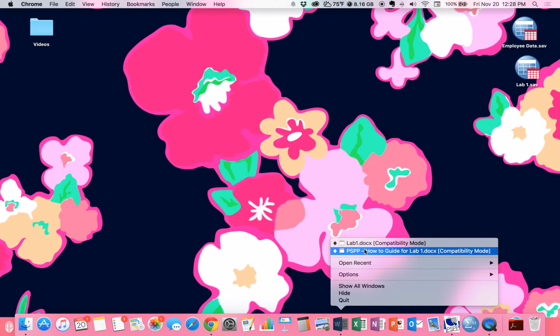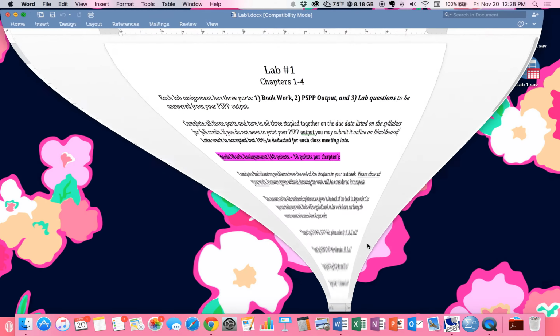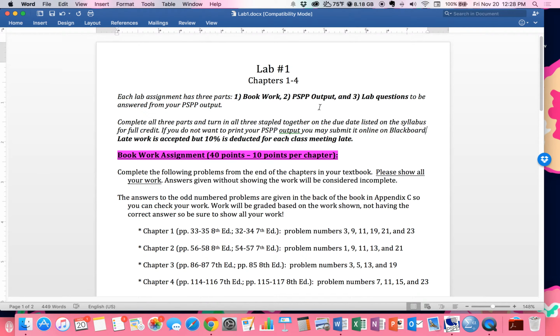So I already have these open, but you'll want to download the Lab 1 instructions, the Lab PSPP guide, and the data file. I saved everything to my desktop from Blackboard, and I open up my instructions first. You'll want to read this Lab 1 assignment first. Each lab assignment has 3 parts: bookwork, PSPP output, and lab questions.